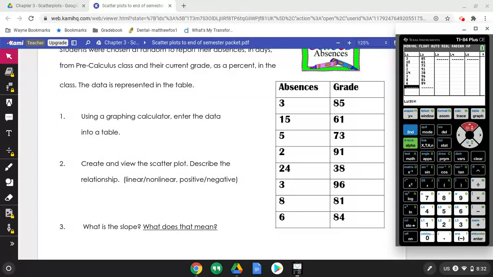Make sure as you do that they're in order, because if you accidentally flip these two around, it'll cause your whole answer to be different. Okay, so we've entered them in.